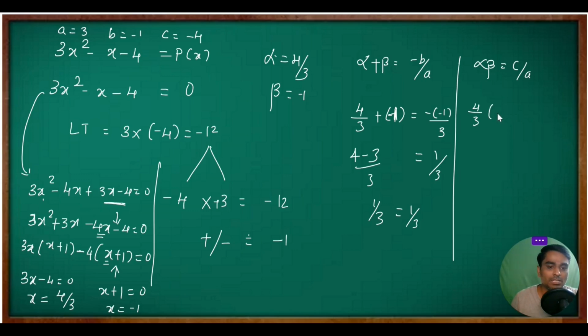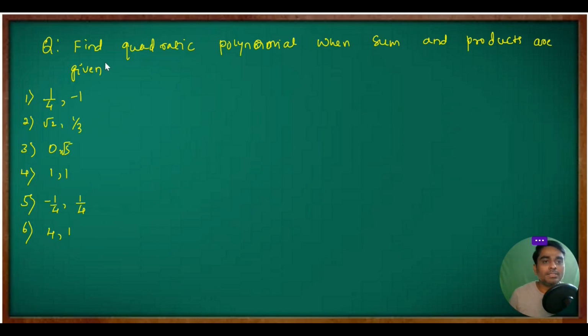Alpha into beta, let's multiply 4 by 3 into minus 1 is equal to, what is C here? Minus 4. What is A here? 3. So this is also minus 4 by 3 and this is also minus 4 by 3. Here also LHS is equal to RHS, hence verified. Okay students, one more question.